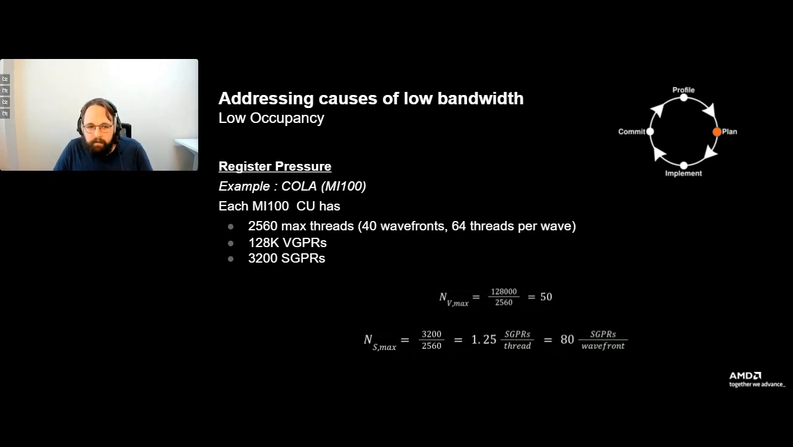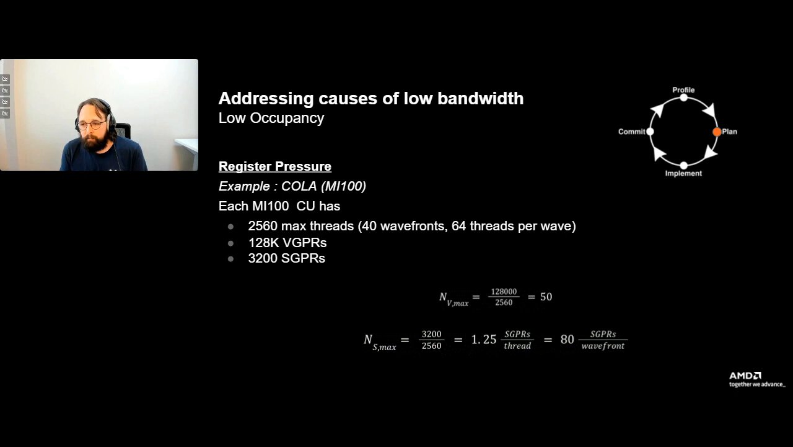Same thing for the scalar registers. Let's do that once. We got 3,200 scalar registers per compute unit. We've got 2,560 threads per compute unit. So that gives me 1.25 scalar registers per thread. Let's convert that to scalar registers per wavefront, because when we work with rocprof, it's going to be reported in scalar registers per wavefront. So we multiply back in that 64, and that tells me I can have 80 scalar registers per wavefront, and it should not have an impact on my occupancy. So the closer you are to these numbers, the better your occupancy is.